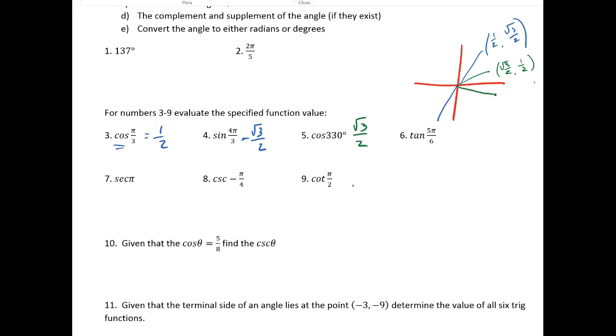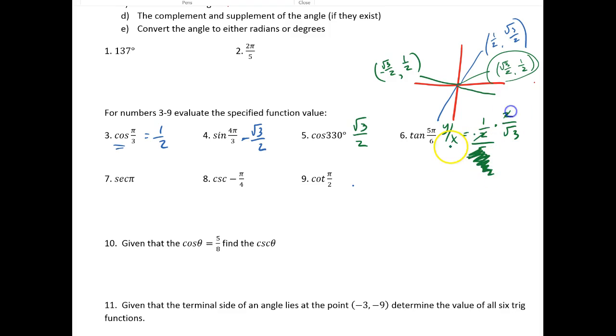Tangent of 5 pi over 6, okay? 5 pi over 6 is here. Once again, it matches this point. The only difference is you have a negative x when you're in this quadrant. Negative x, positive y. So if I want the tangent, I'm supposed to do y over x, because that's the definition of tangent. So I'm doing 1/2 over negative root 3 over 2. When dividing fractions, you flip the second and multiply.